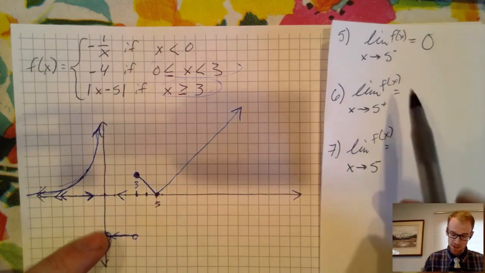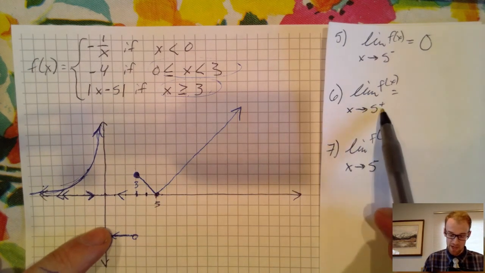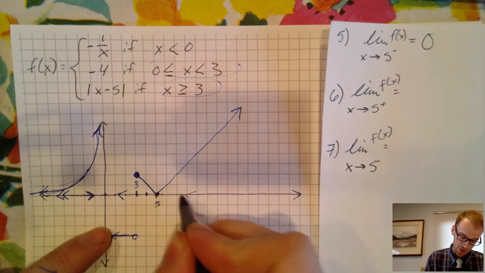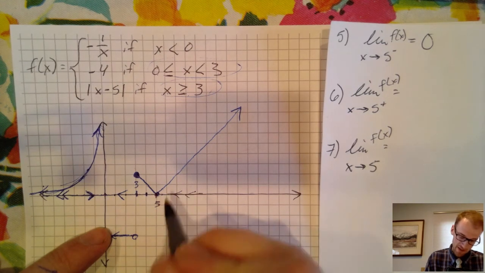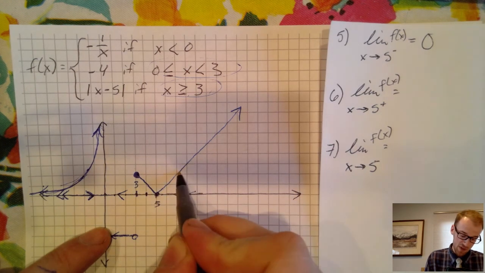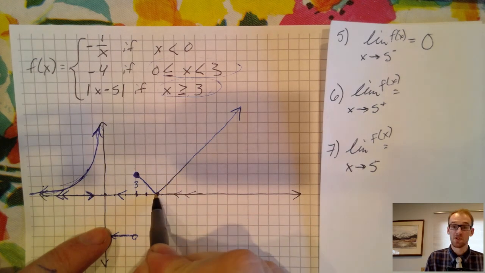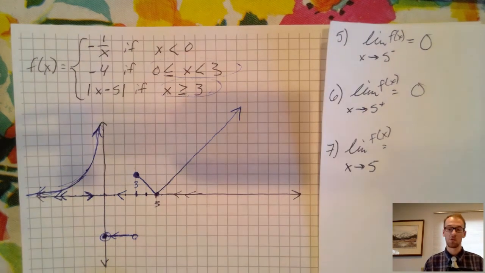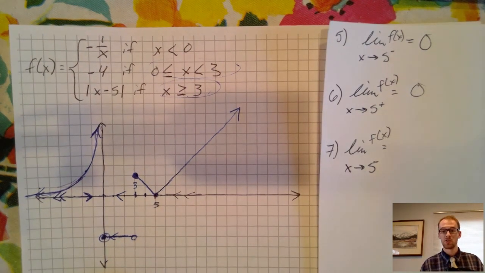Let's look at number 6, as I approach 5 from the positive side. That's from this side. Now I'm approaching 5 from the positive side of 5, coming this direction. What is my y value approaching? It's approaching 0 also. Okay, so the y value is also approaching 0 from the right.